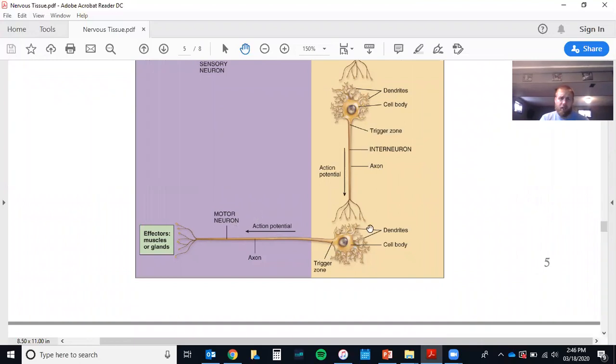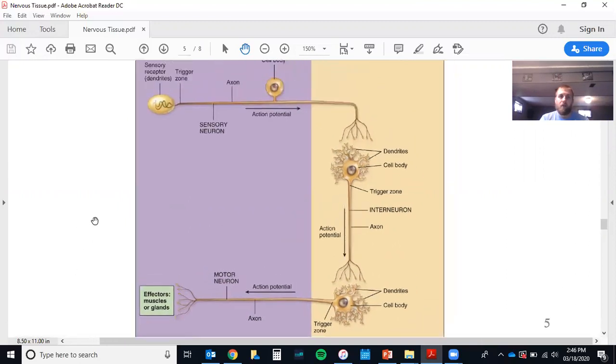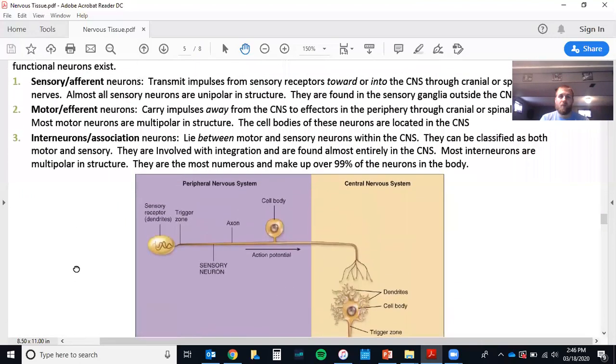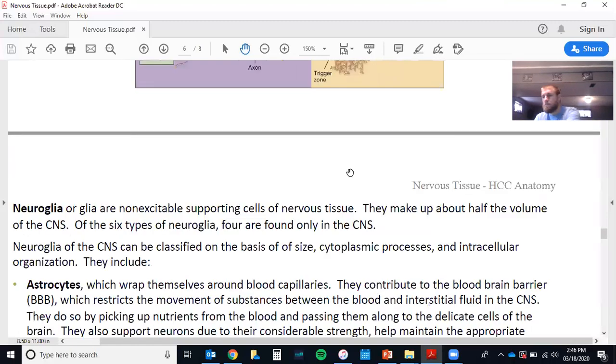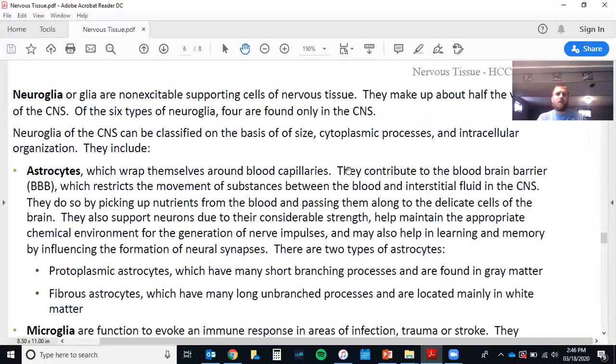Notice their structural classification is the multipolar type, as are the final type, what we call the motor neurons, which have their cell bodies located in the central nervous system, and then the axon extends out through the peripheral nervous system and eventually out to the effectors, where they then can cause things like muscle contractions or secretion from glands. Another term for those is efferent. Same thing we've learned earlier. Those terms get used synonymously. Same thing for sensory or afferent. Okay, so that's the neurons of the body.